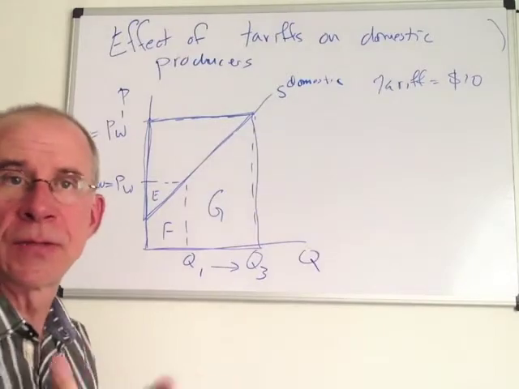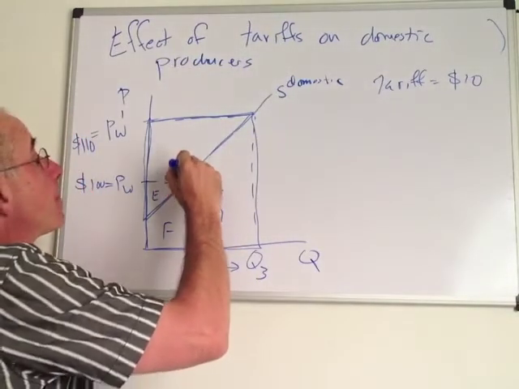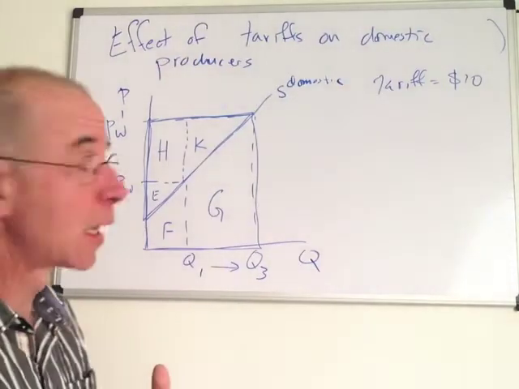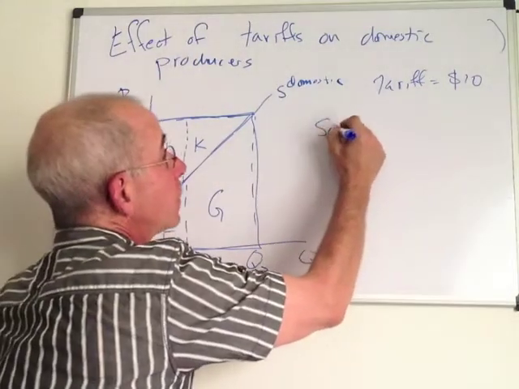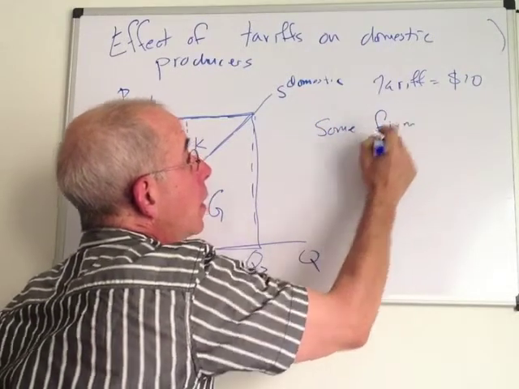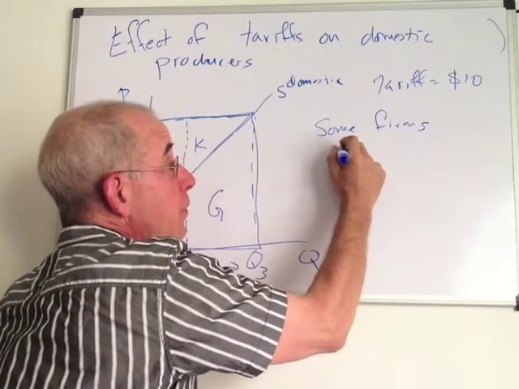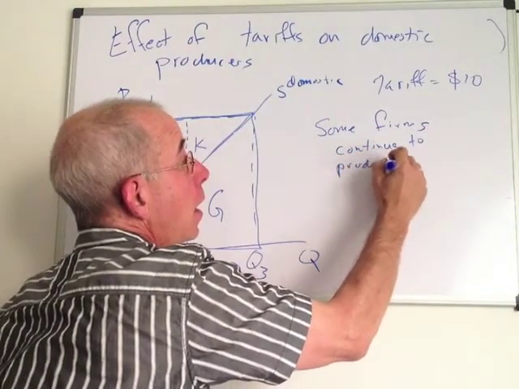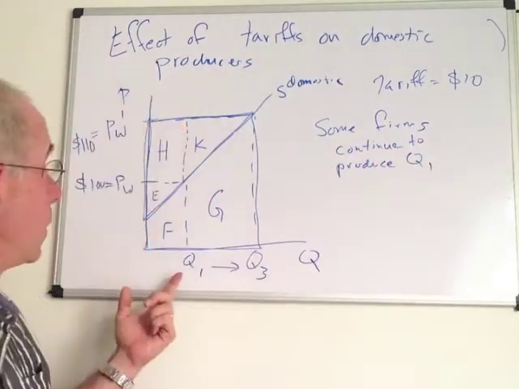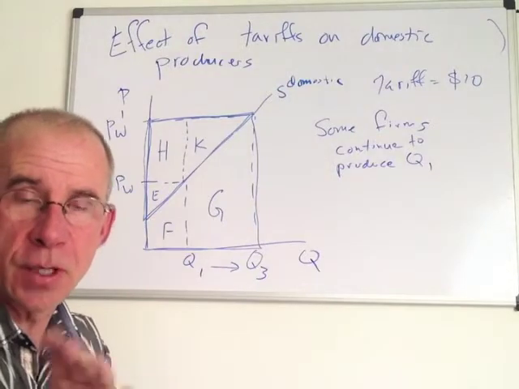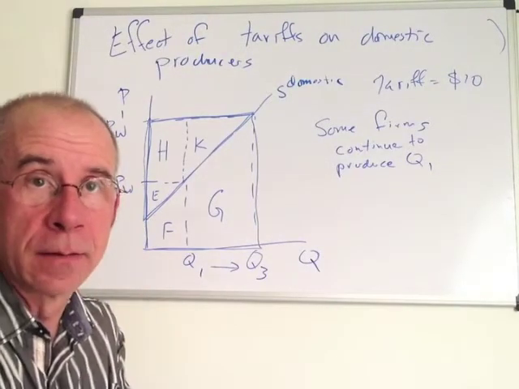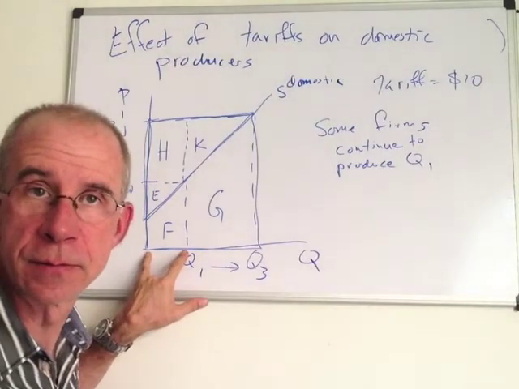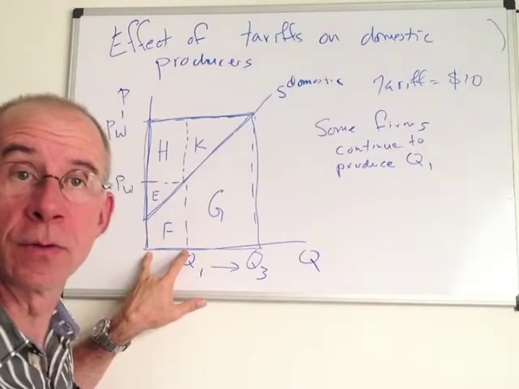Now I want to break these up into two components. That is to say, the increase in producer surplus. So on the one hand, you have some firms who used to produce Q1 and still produce Q1. And every one of them is going to be getting a higher price for what they were willing to make before. So they're going to get $110 for all Q1 units, $110 when they were willing to do it for only $100.